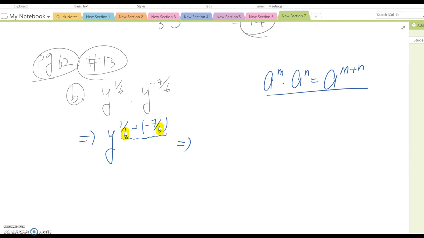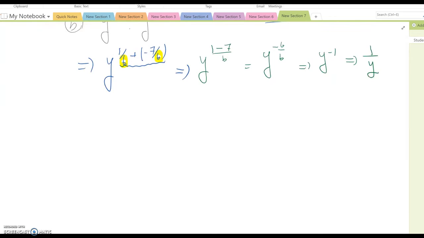So you just combine 1 minus 7 over 6. Then it becomes y to the negative 6 over 6. So y to the negative 1, which means 1 over y. That should be the answer for letter B.